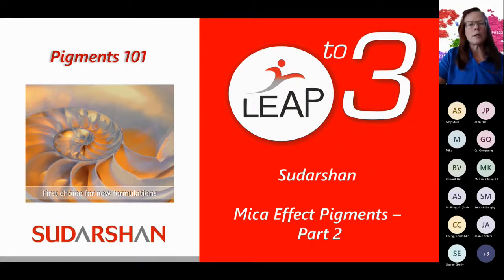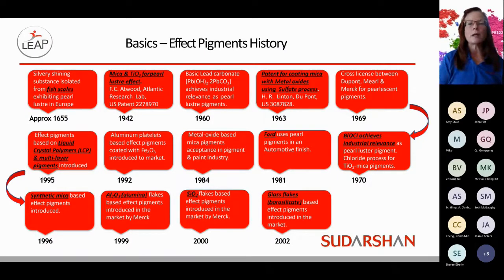Just a brief history of effect pigments. I'm not going to go through all of the details here, but I did want to highlight a few things that I've bolded in black. In approximately 1655, fish scales were used initially to get that pearlescent look in clothing and other items that started in Europe. It wasn't until about 1942 that the first US patent was achieved for creating a mica and TiO2 pearl effect pigment.